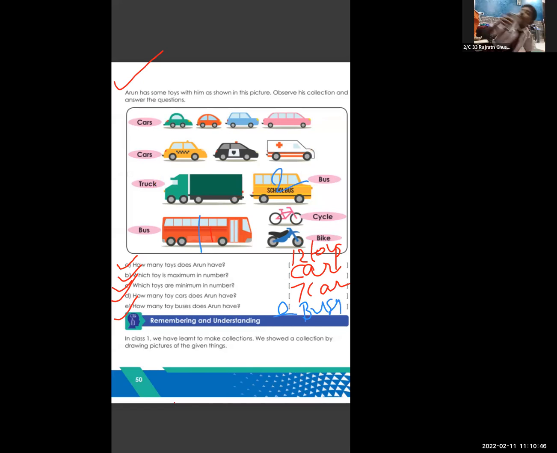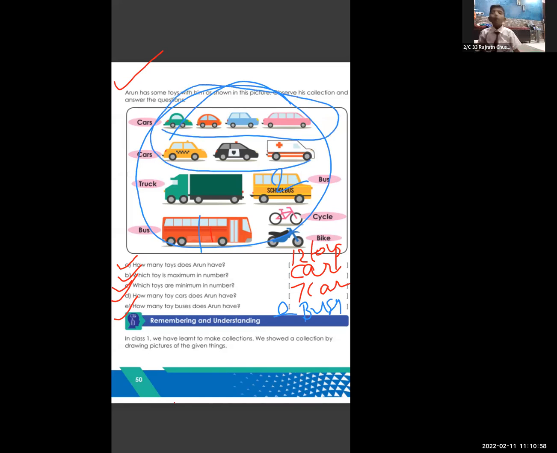Understood? Everyone understood how to count the data? These are all the data. And this data we make into groups: cars का group बनाया, truck का group बनाया, bus, cycle, bike. Making groups of this collection is called data handling. I hope everyone understood data handling.